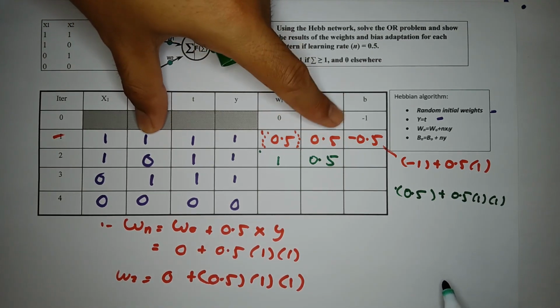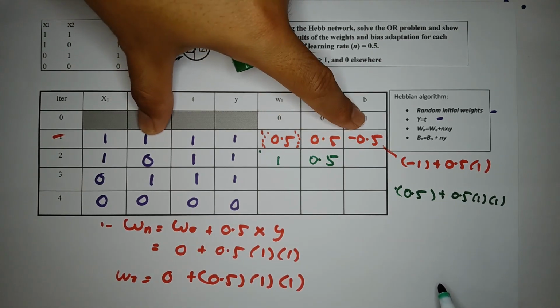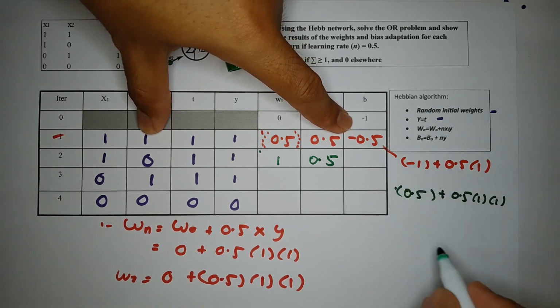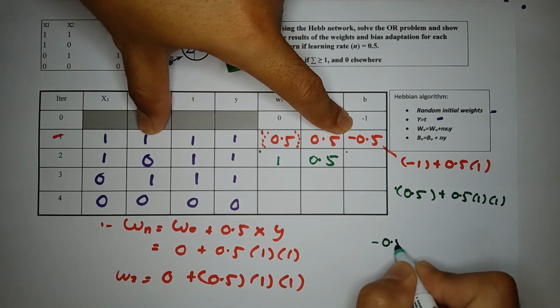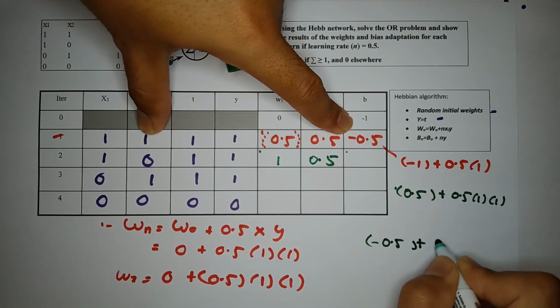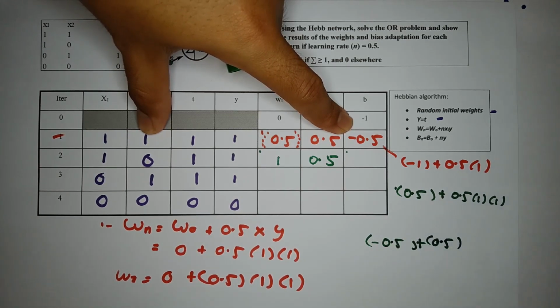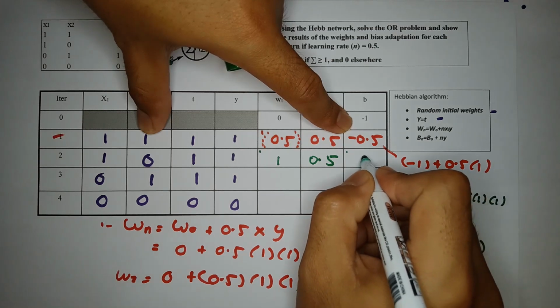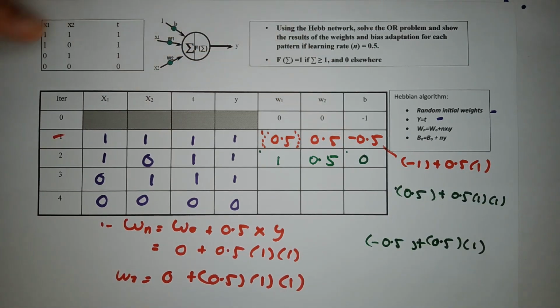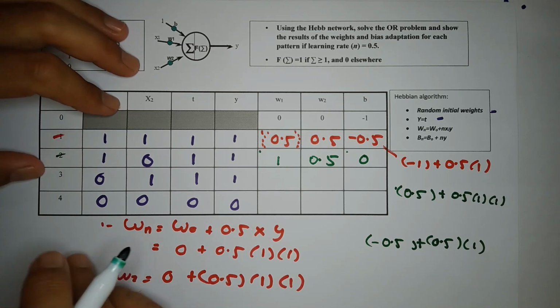Next, we go to the bias adaptation. For the bias adaptation, the value will be -0.5 plus n, which is 0.5, and y is 1. So -0.5 plus 0.5, the value will be 0. So we are settled in terms of the second iteration. Next, we go to the third iteration.